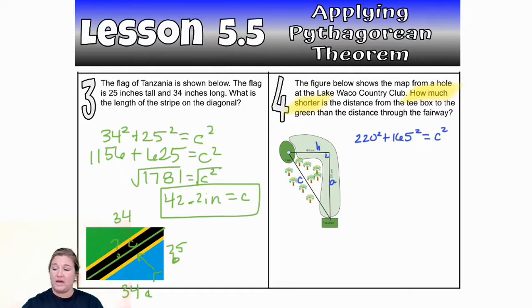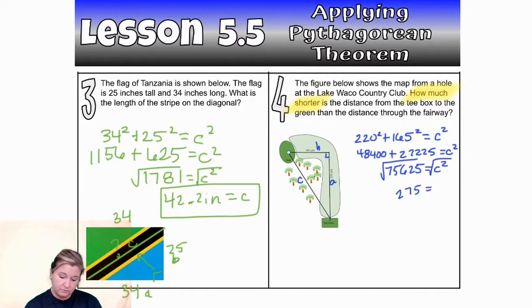Now, I don't know what that is yet. So 220 squared is going to be 48,400 plus 165 squared, 27,225, is equal to C squared. So I'll add those two together, and I get 75,625 is equal to C squared. And then remember, the last step is to take the square root of that. And I get 275. So C is 275.